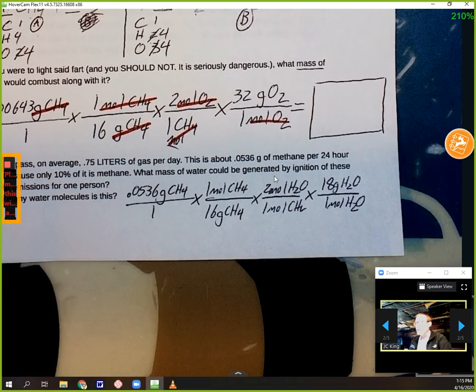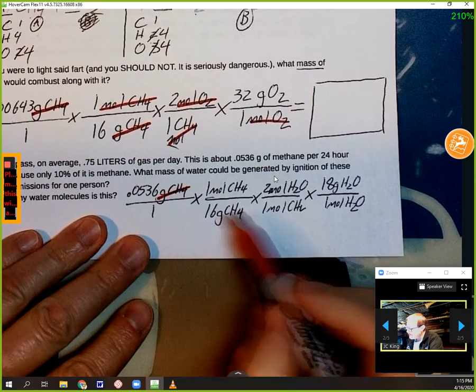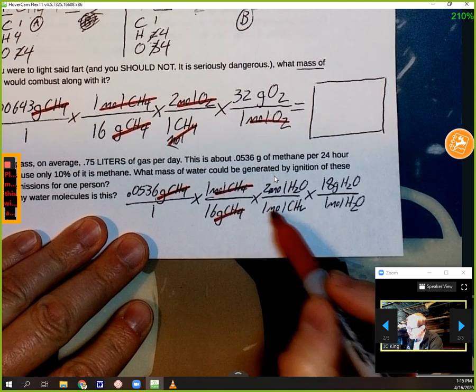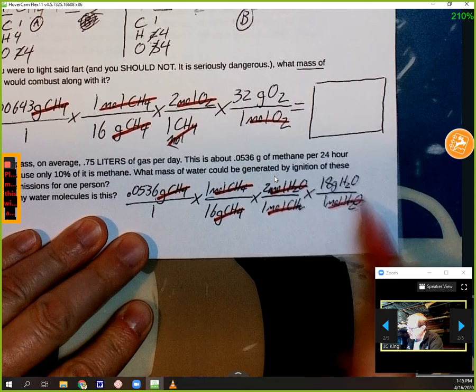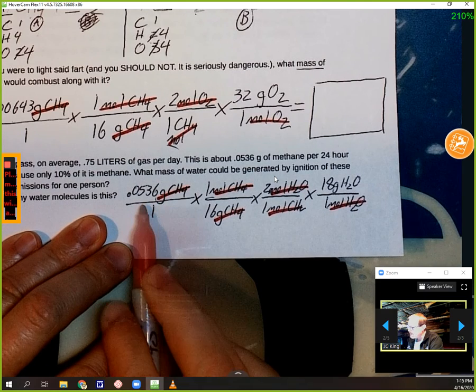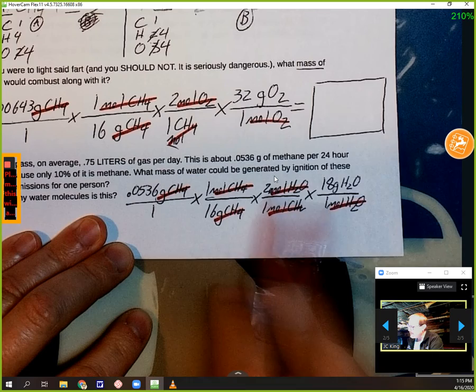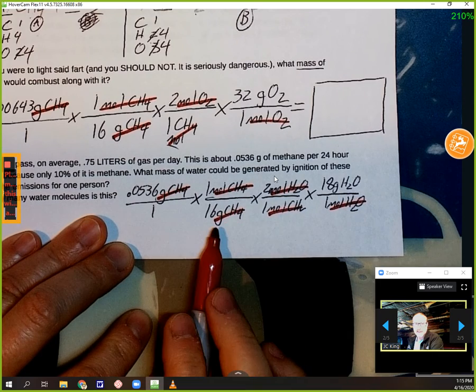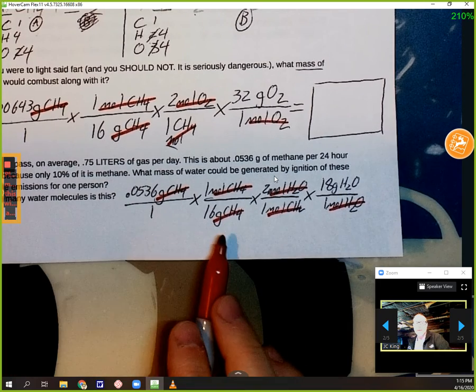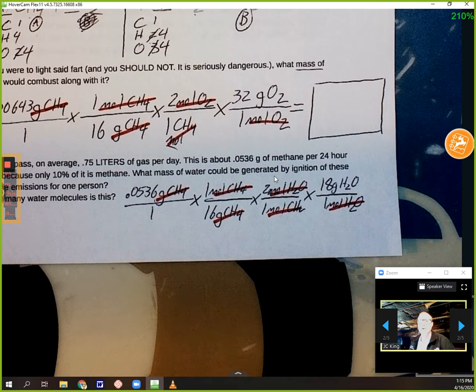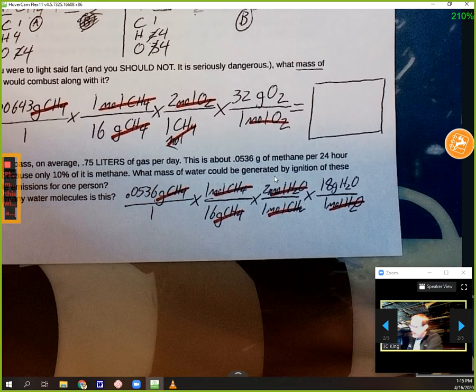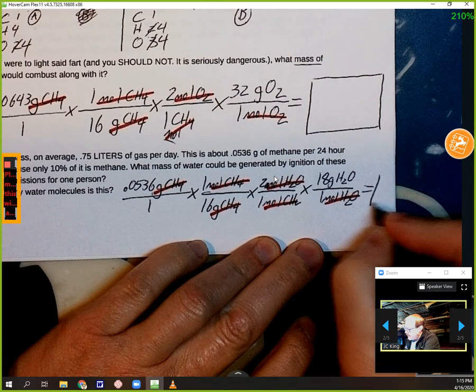Again, you cancel your units. So it's going to be 0.0536 times 2 times 18 divided by 16. It says that my internet connection is unstable. So again, I'm videoing this. If you're not able to get a good connection, I will have it up in video later, so don't panic. And then that's going to give you your answer. Again, I'm not going to do it for you.